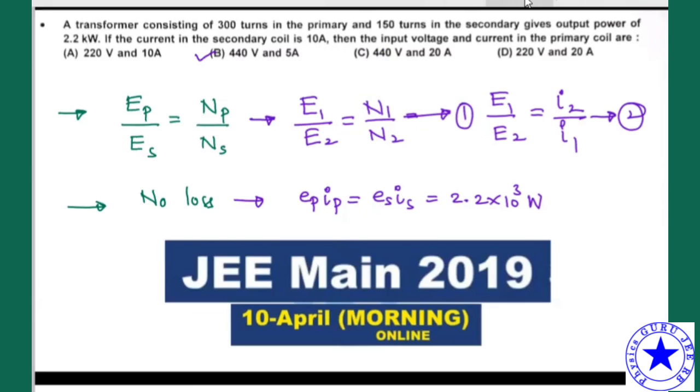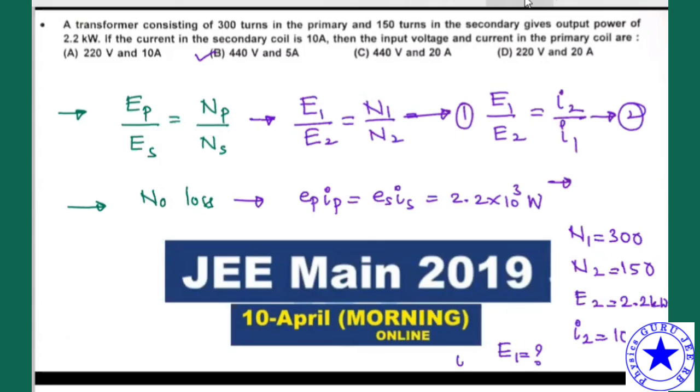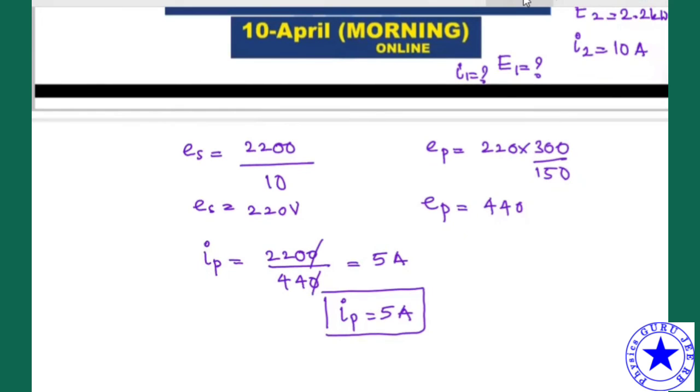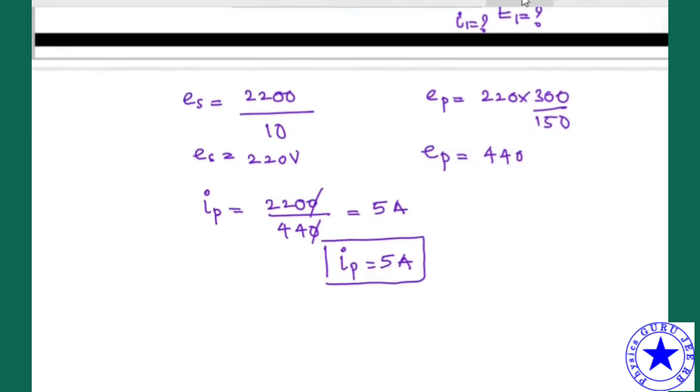If you want me to write the given data here: a transformer consisting of 300 turns in the primary, so N1 is equal to 300 turns, and N2 is equal to 150 turns. The output voltage is given as E2 equal to 2.2 kilovolts. Now the secondary current, I2, is given as 10 amps. So what is left over: we have to calculate E1 and I1. This is the question here. So simply you can substitute this and proceed. This is the method that I used to calculate. Hope it is clear at this point. Okay, this is the end of this one.